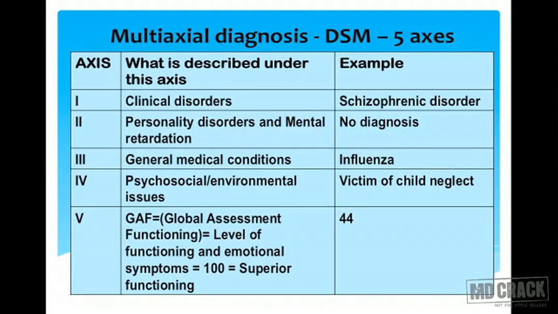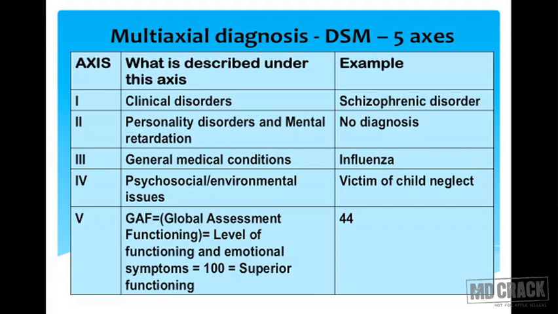DSM, or the Diagnostic and Statistical Manual, considers 5 different axes and it's called multi-axial diagnosis. Look at the table. Axis 1 describes the clinical mental or psychiatric disorder. For example, the patient suffers from schizophrenic disorder. Axis 2 is used only if the patient has a personality disorder or mental retardation. In this example, the patient has neither, so no diagnosis against axis 2.